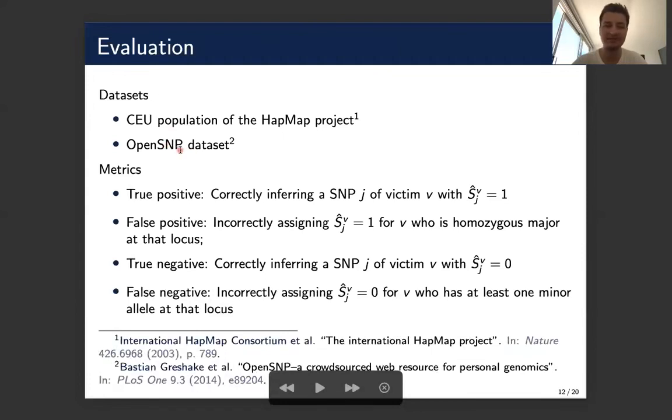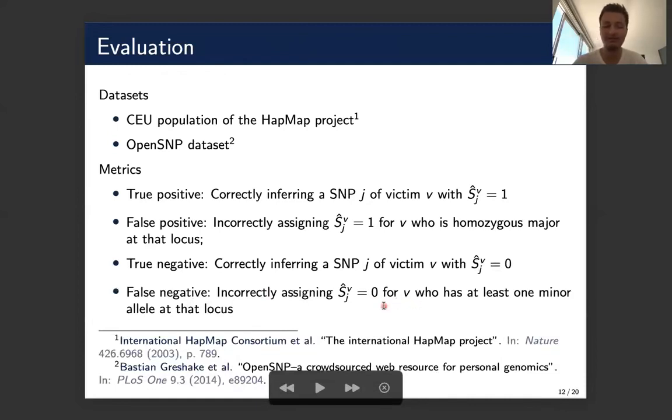And for metrics, we use precision and recall. For that, we define the following metrics. True positive is correctly inferring a minor allele for SNP J, where the victim has a minor allele in that position. False positive is incorrectly assigning a minor allele for position J, where the victim has no minor alleles in that position. True negative is defined as correctly inferring no minor alleles in position J, where the victim also has no minor allele in that position. And false negative is incorrectly assigning no minor allele for that position, but the victim has at least one minor allele in that position.